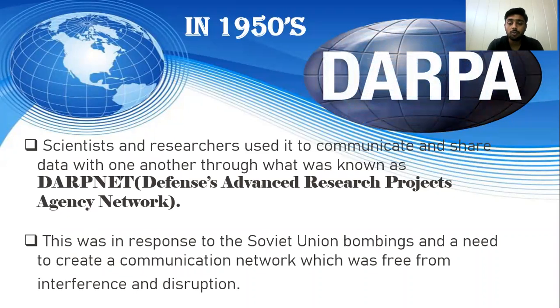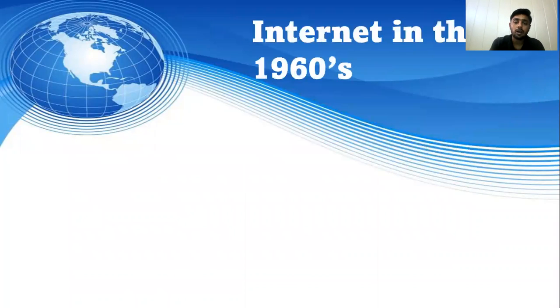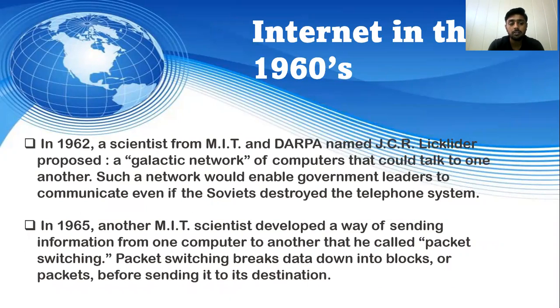And here's the logo of DARPA. There's a globe and it's written on DARPA. After a decade, around 1962, there was a scientist from MIT as well as from DARPA named J.C.R. Licklider, and he proposed a very good network. We can say a galactic network of computers that would talk to one another very efficiently.